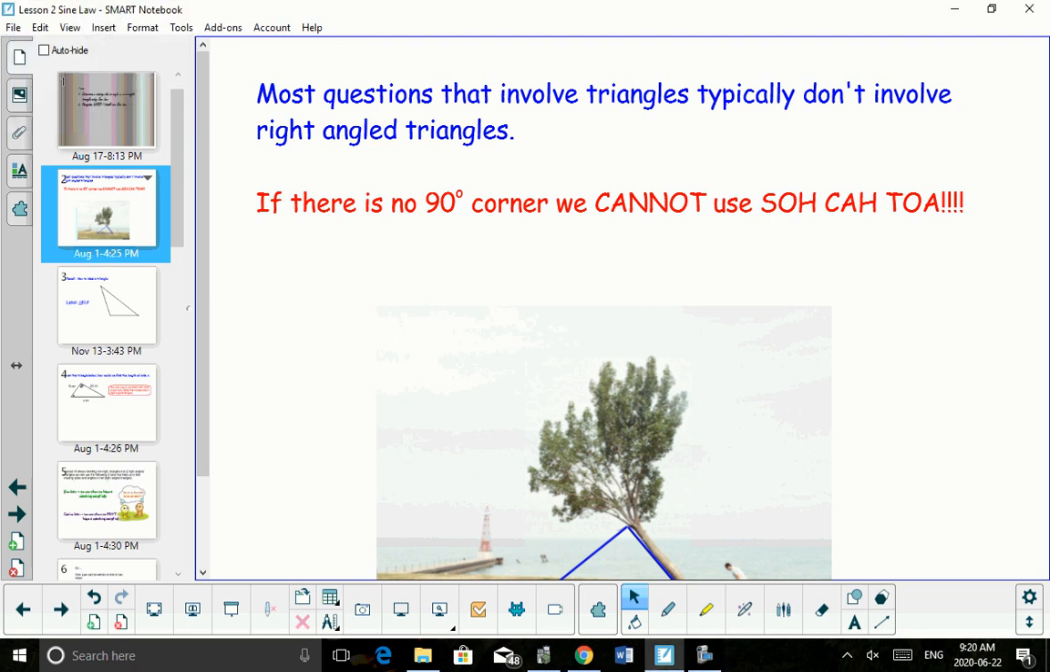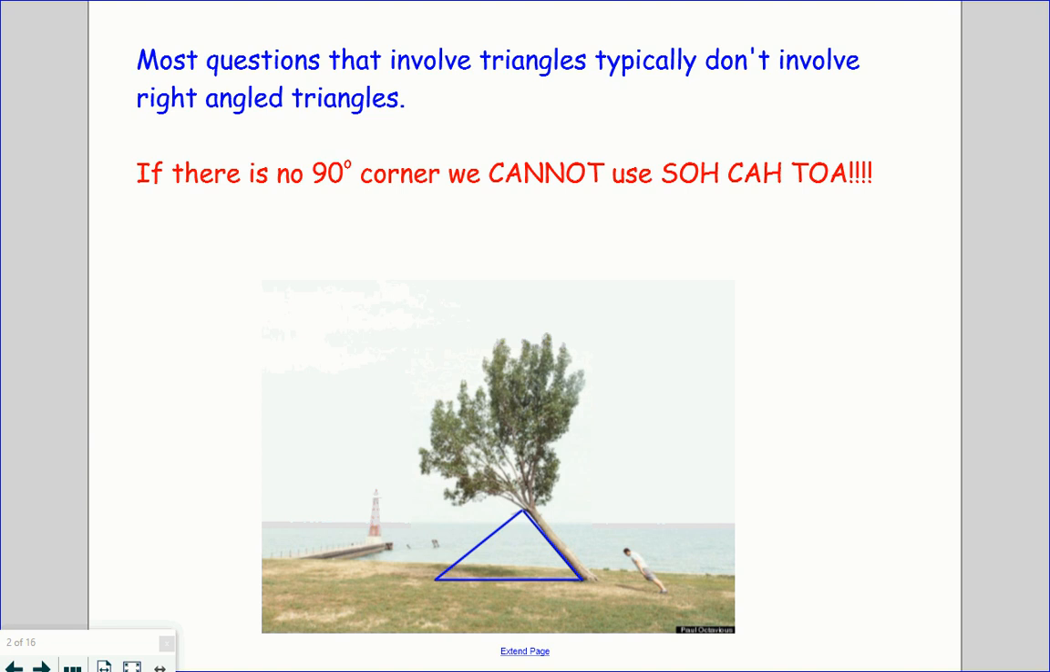Okay, we are going to keep going on our trigonometry unit today. In the last video, we reviewed everything to do with SOHCAHTOA. What we're going to talk about today, and this is where grade 11 trig goes, is what happens if you do not have a right angle triangle. Most questions that involve triangles typically don't involve a right angle triangle.